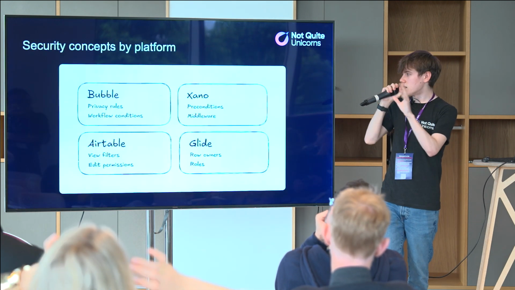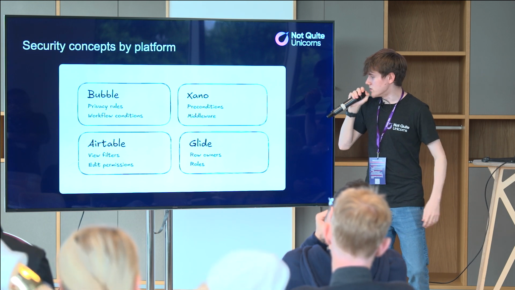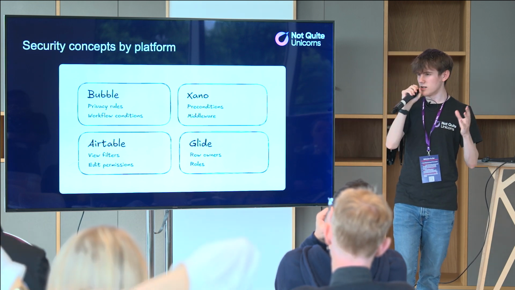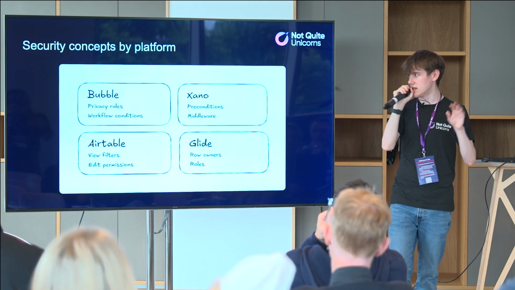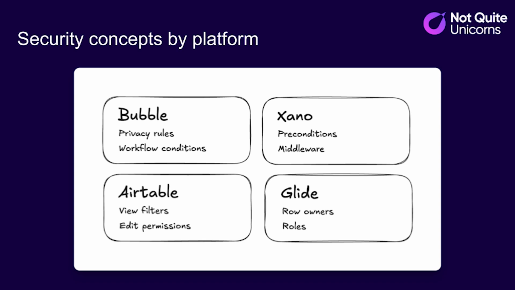There's a few little search terms here. If you're familiar with any of these platforms and you want to learn more about what applies to you, you might find those useful. If you can't see, it's Bubble: privacy rules and workflow conditions. Xano: you've got preconditions and middleware. Airtable: you've got view filters and also edit permissions. And for Glide, you have row owners and roles.